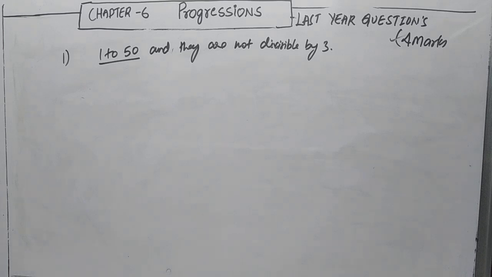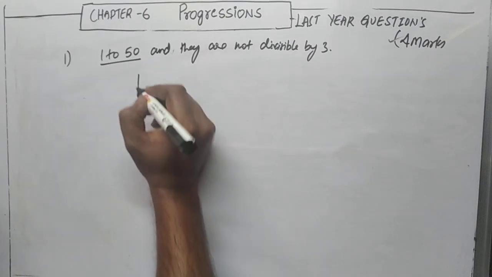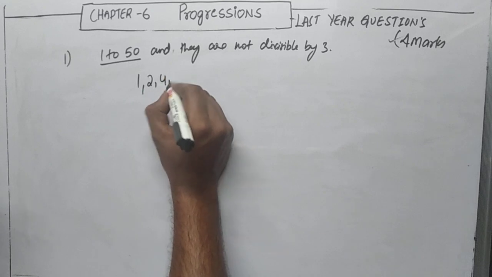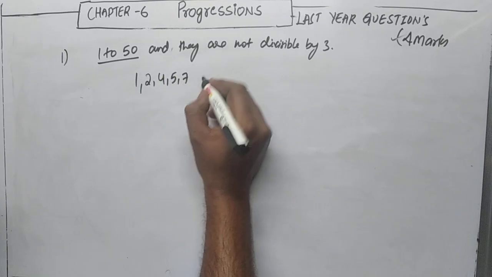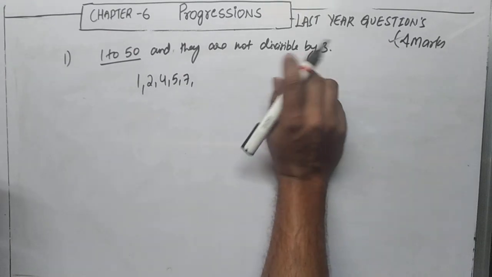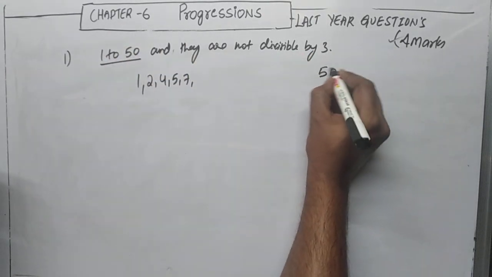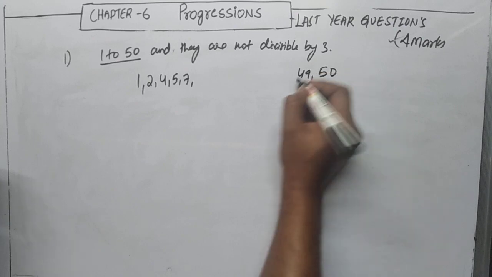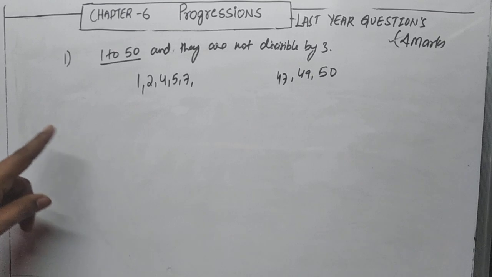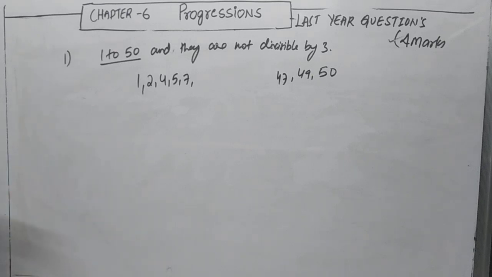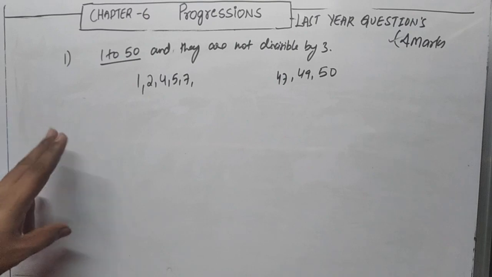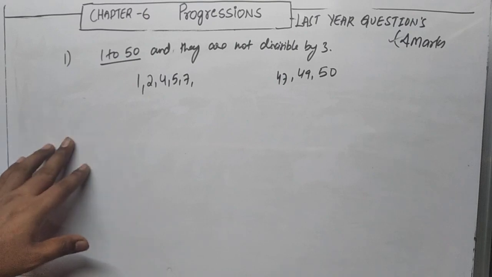So we will write: 1 is not divisible by 3, 2 is not divisible, 4, next 5, 7, and so on. Near the end, 50 is not divisible, 49 is also not divisible, 48 is divisible, next 47. If you take these terms, you won't find any single AP, so you can do one thing. There are two ways you can find the solution for this question.